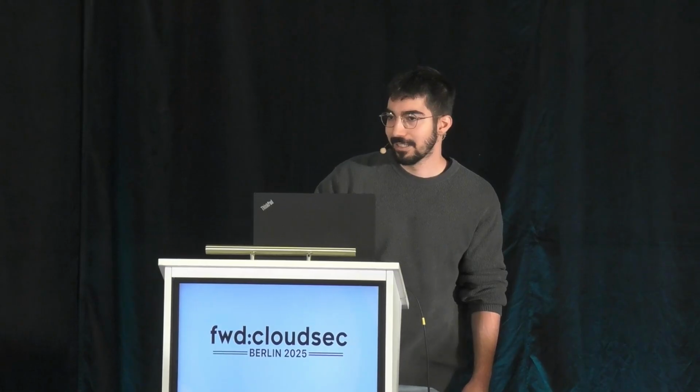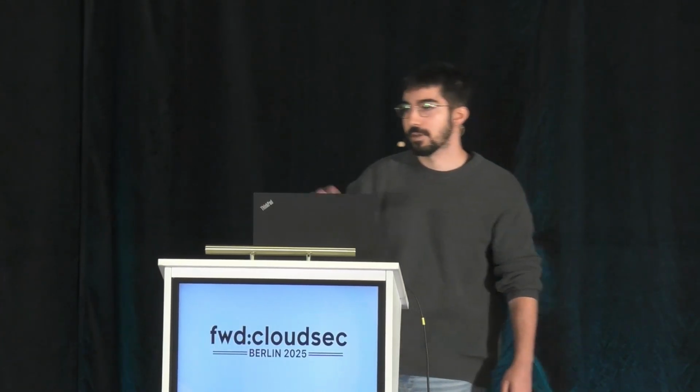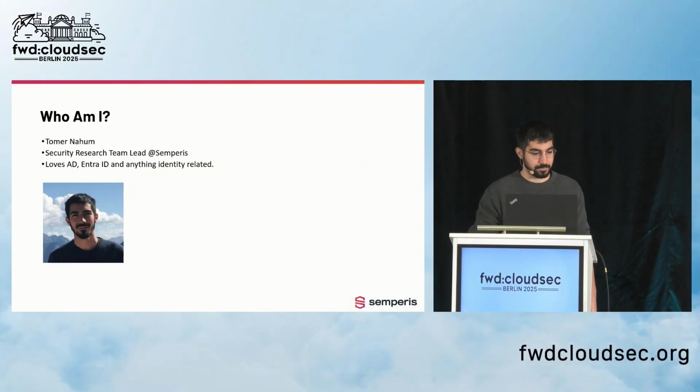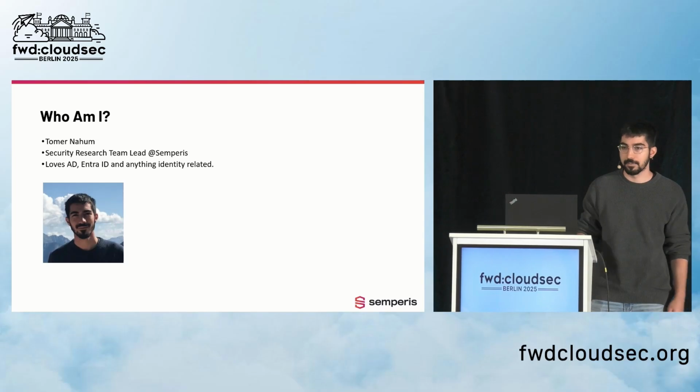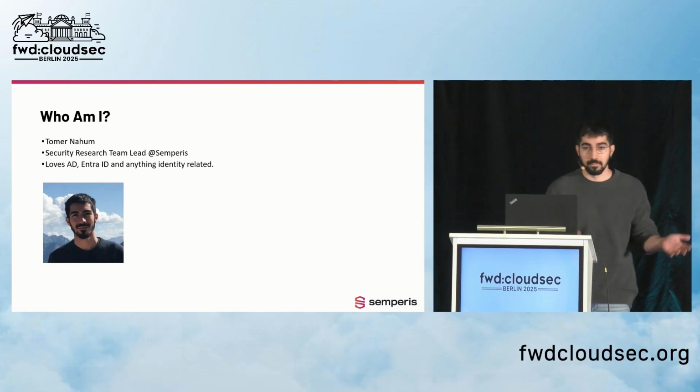Thank you. So today we're going to talk about hijacking identities through Entra Connect synchronization. We're going to talk about two vulnerabilities. One is called SoftMatching Abuse. The other one is called SyncJacking. Let's get to the chase. So who am I? My name is Tomar. I'm a security research team lead at Paris. I love AD, Entra, anything related to identity in general. This is what I do most of my days.